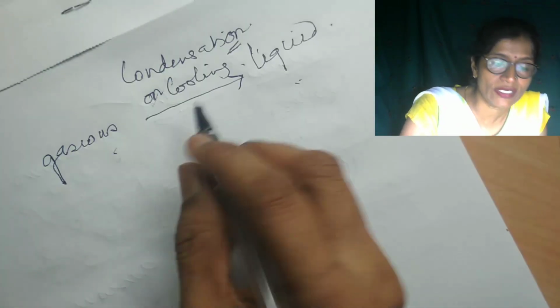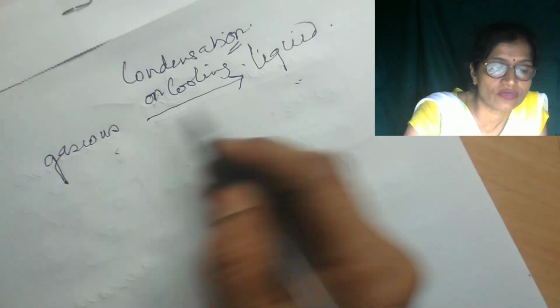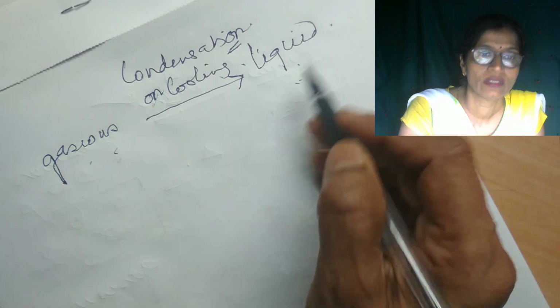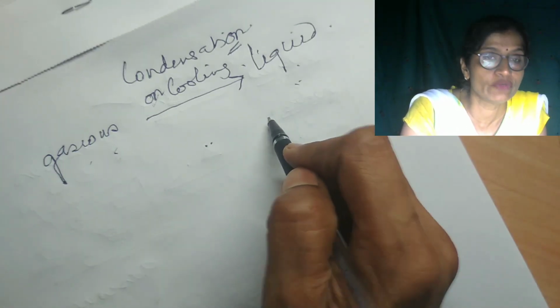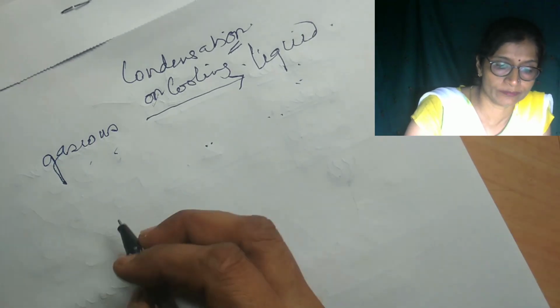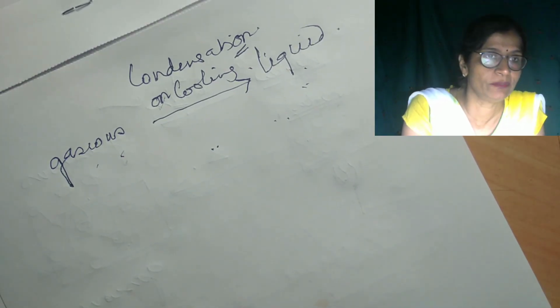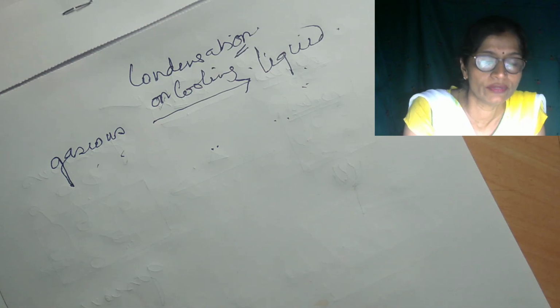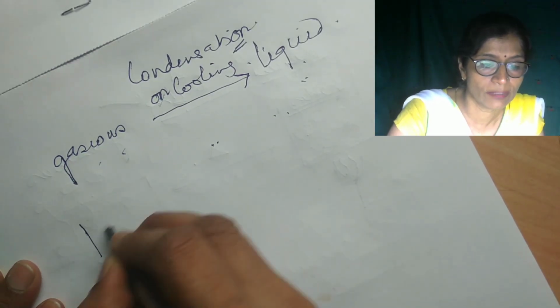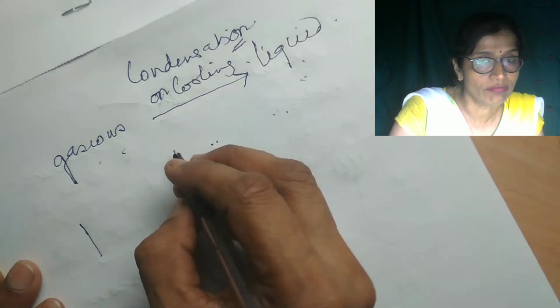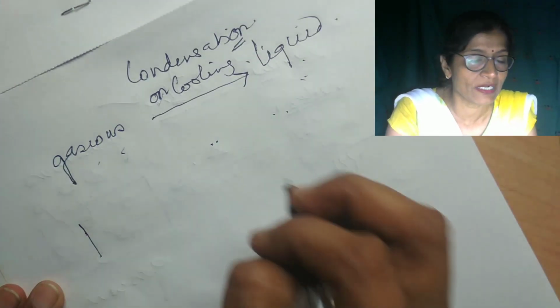And the temperature at which the substance changes from gaseous state to liquid state is known as the condensation point or liquefaction point. This also we can explain with the help of kinetic molecular theory. In the gaseous state, the particles are very far apart, means particles are too far.